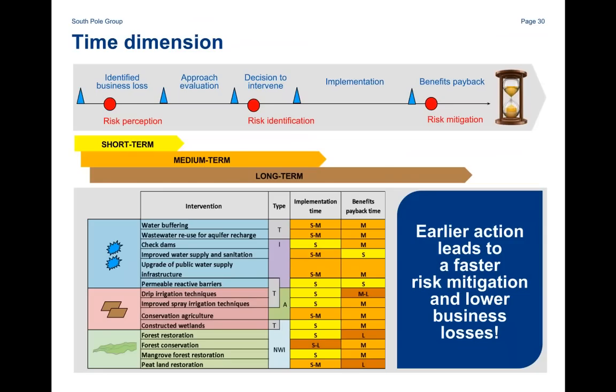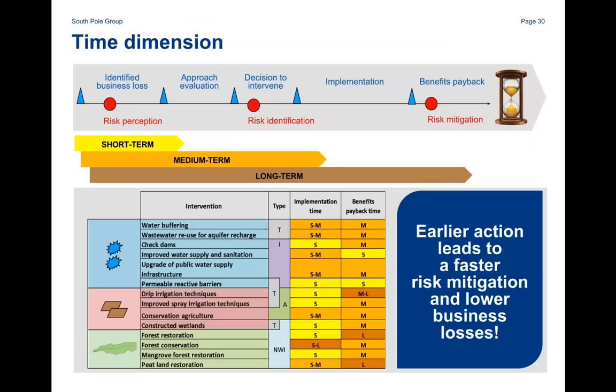The first dimension we analyzed has been the time dimension. Here we ask ourselves, once a company has decided to take action in mitigating the risk faced in its supply chain, how long does it take to actually implement the selected measure, and how long does it take for the measure to deliver its benefits? In the table on this slide, S, M, and L stand for short, medium, and long term, where short term indicates a period below 1 year, medium between 1 and 4 years, and long periods above 5 years.